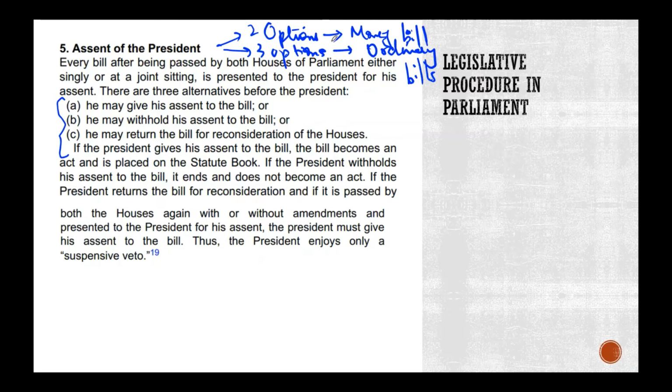And generally, on money bills, I think it was Priya's question the other day when she had asked, what is the role of the president when it comes to a money bill? He can give his assent, he can withhold his assent, but he cannot return the bill for reconsideration. But generally, what does the president do according to Laxmikanth?